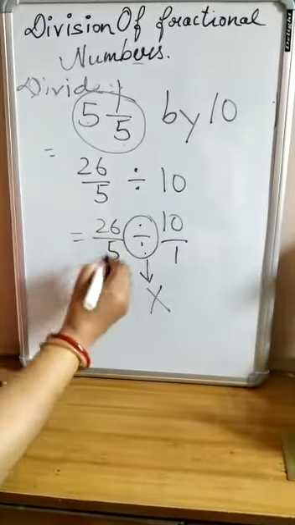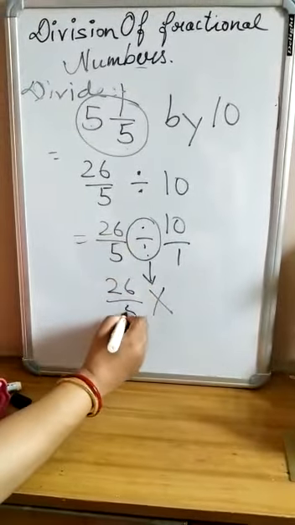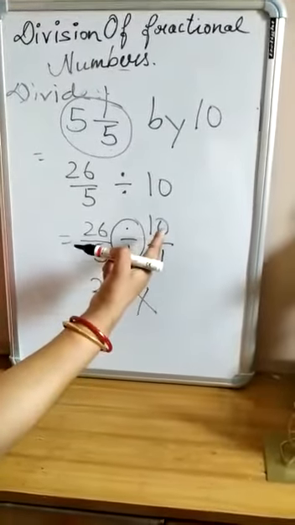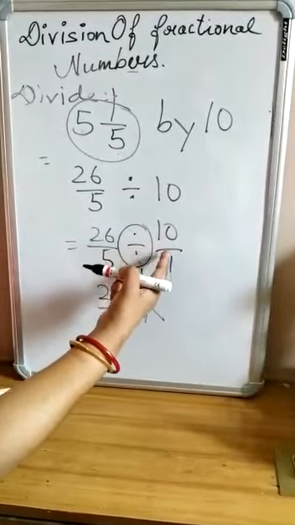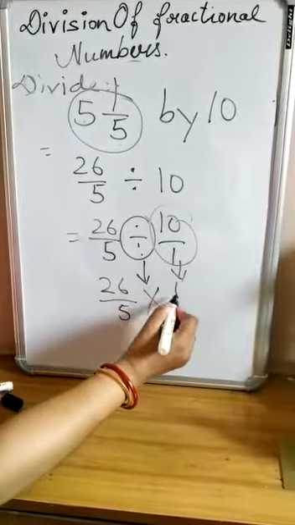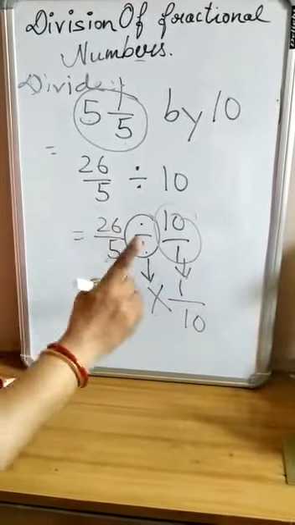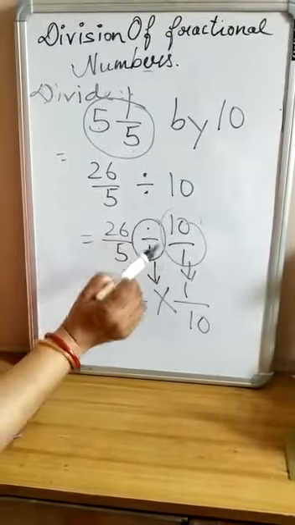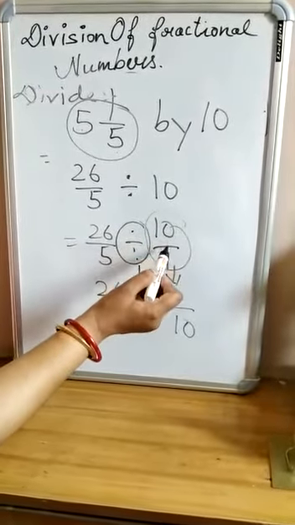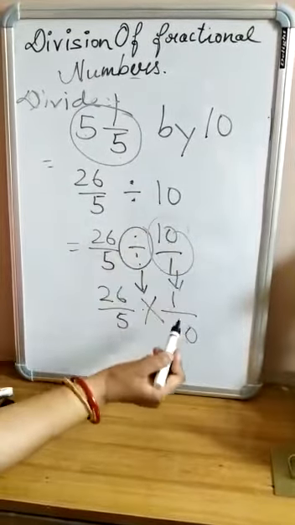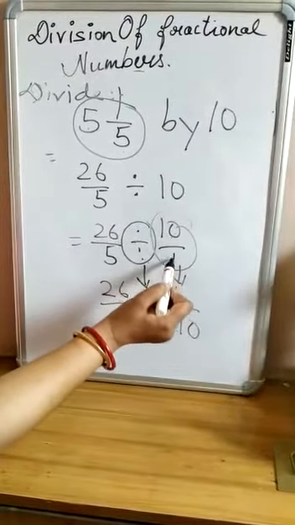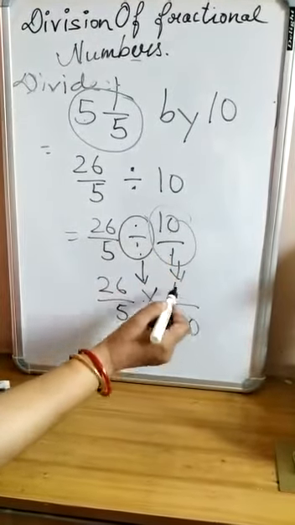Now, when we are doing the division, firstly we will change this sign of division to multiplication. Now I am writing 26 by 5 as the dividend, and then next step, what will I change? I will change this divisor. Divisor is 10 by 1. I will write down the reciprocal of this 10 by 1, that is 1 by 10. First step, I have changed the sign of division to multiplication. Then second step, I have changed this divisor into its reciprocal. Here the divisor is 10. 10 means 10 by 1. The reciprocal of 10 by 1 is 1 by 10.